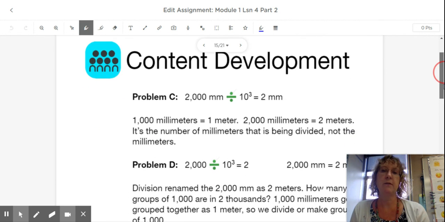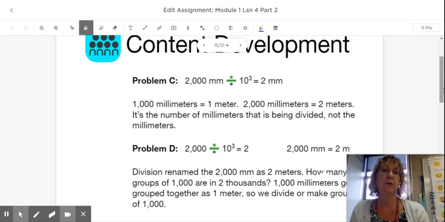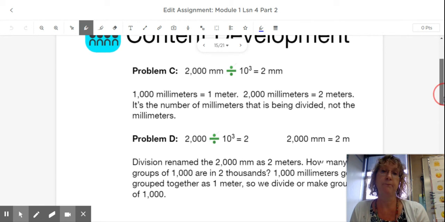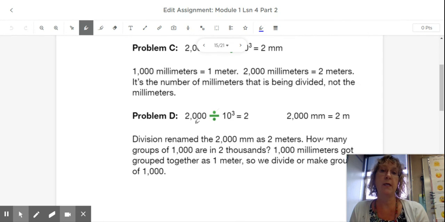All right, 1,000 millimeters equals a meter. 2,000 millimeters equals 2 meters. So we're dividing the number of millimeters. It's as if we had 2,000 cookies, and I'm going to divide them amongst 1,000 people. Each one would get 2 cookies. Okay? In this case, I'm taking my 2,000 cookies, and I'm dividing each one into 1,000 little bits, which leaves me with 2.